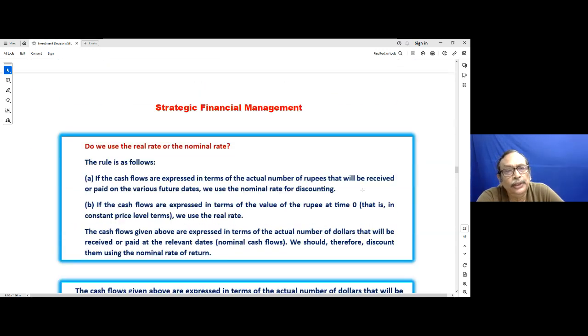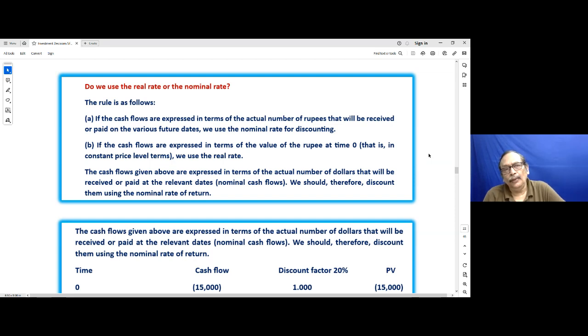Now, do we use the real rate or the nominal rate? The rule is as follows. If the cash flows are expressed in terms of the actual number of rupees that will be received or paid on the various future dates, we use the nominal rate for discounting. If the cash flows are expressed in terms of the value of the rupee at time zero, that is in constant price level terms, we use the real rate.